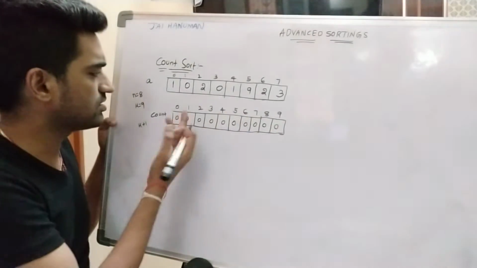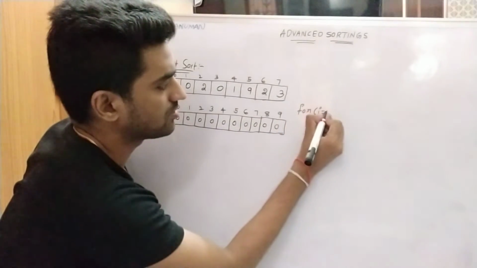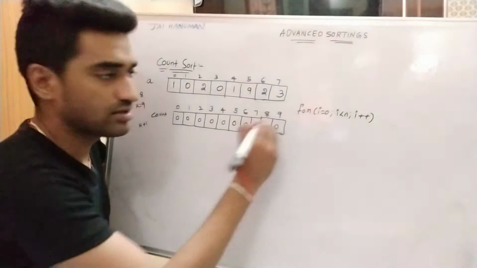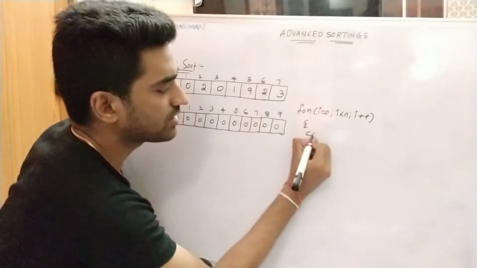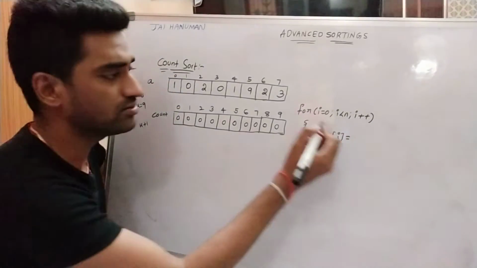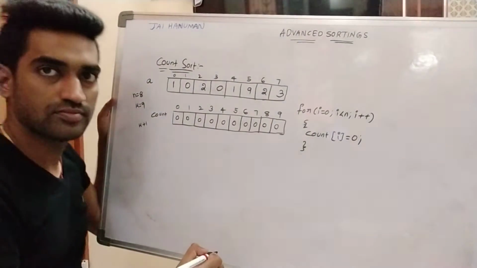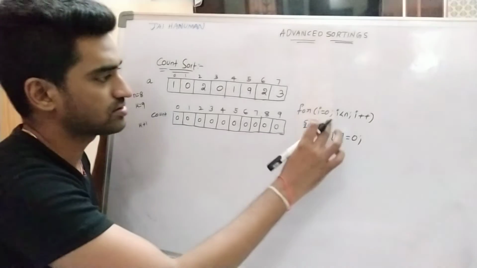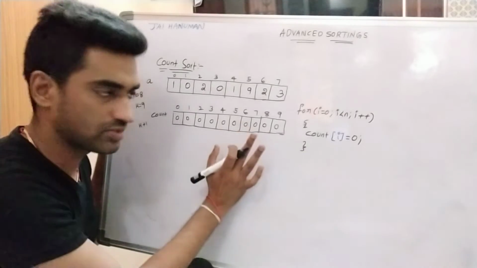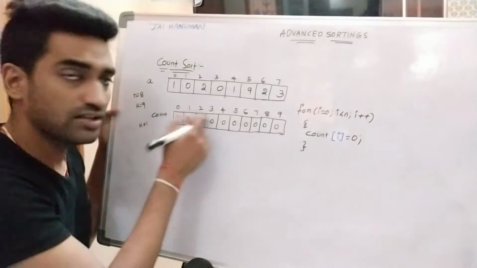For this purpose, I am writing one loop now: for i equal to 0, i less than n, i plus plus, count of i is equal to 0. This is the initial loop for setting all the values to 0. After writing this loop, we can count the number of elements and then update the count array.